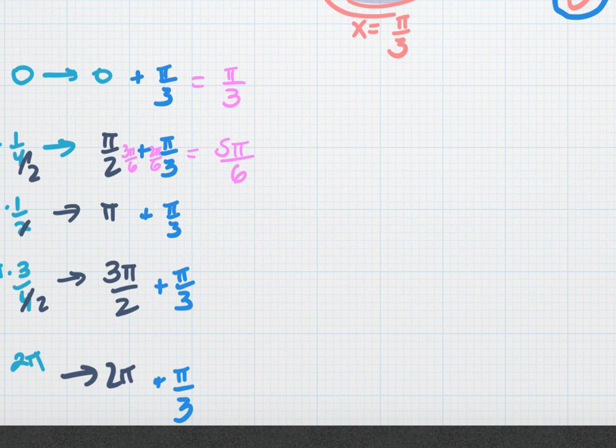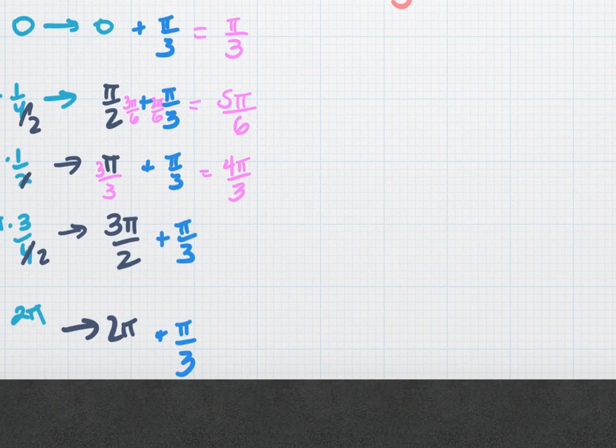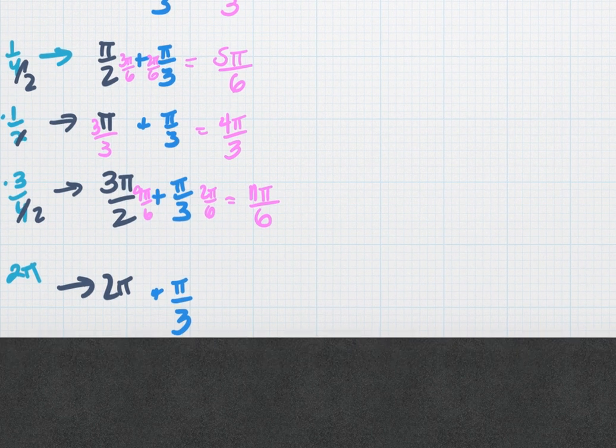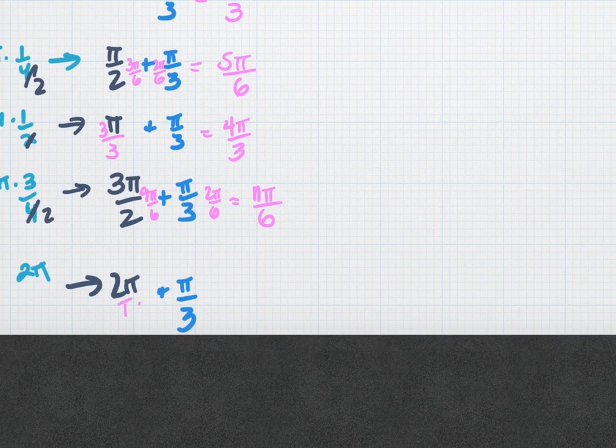I have to change these to have a like denominator. This is 3 pi over 3 plus pi over 3, so 4 pi over 3. I have to change these to have a like denominator. So this is 9 pi over 6 and 2 pi over 6, or 11 pi over 6. And I have to change these to have a like denominator. So this becomes 6 pi over 3 plus pi over 3, which is 7 pi over 3.